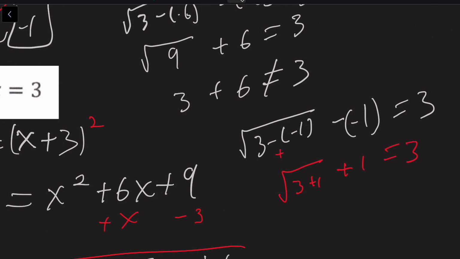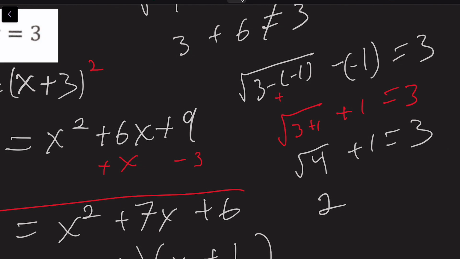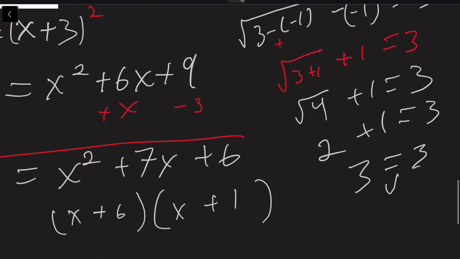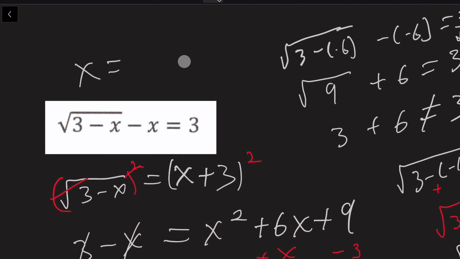Square root of 3 plus 1 is square root of 4. Square root of 4 plus 1 is equal to 3. And square root of 4 is 2, plus 1 is equal to 3. Then we're left with 3 is equal to 3. And this answer checks out because 3 is equal to 3. That means that our only solution is x is equal to -1.